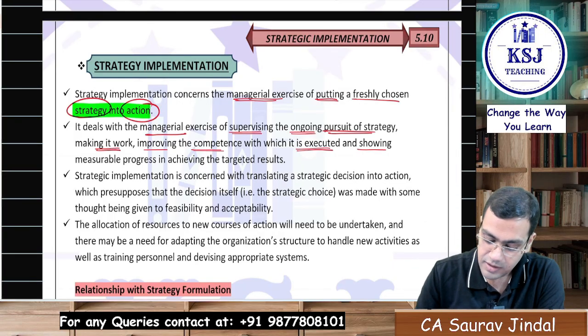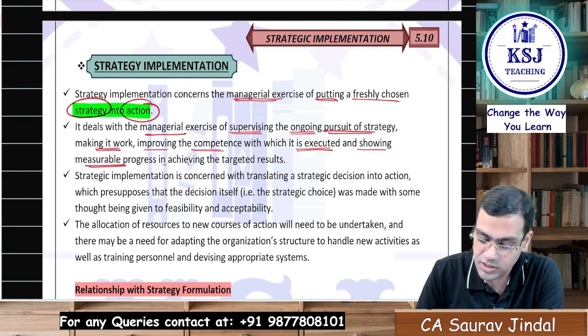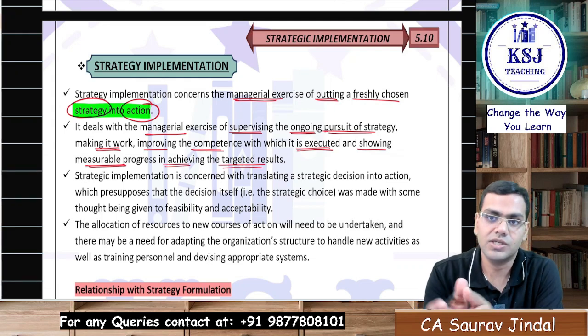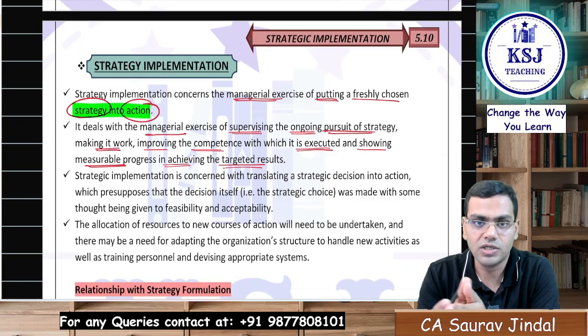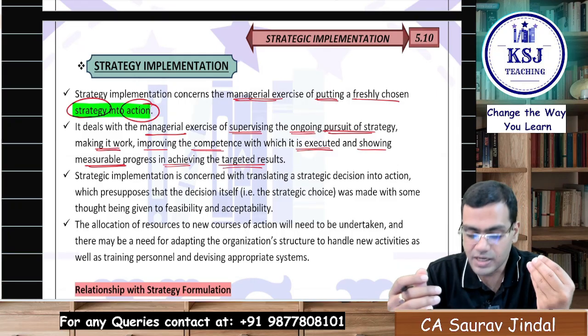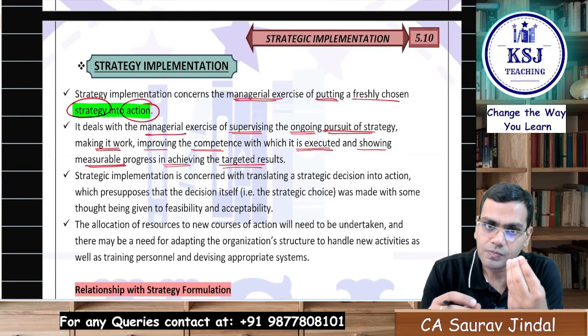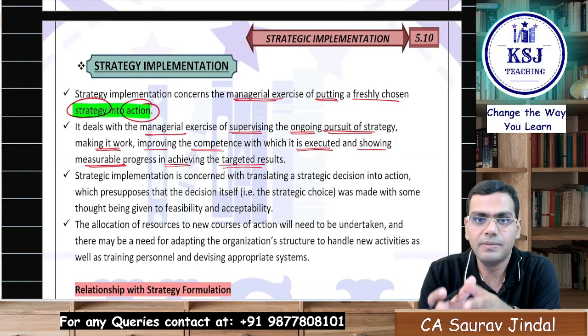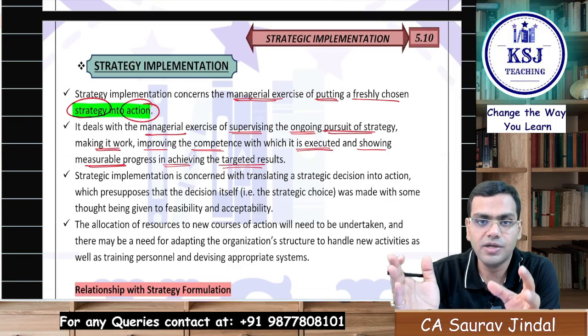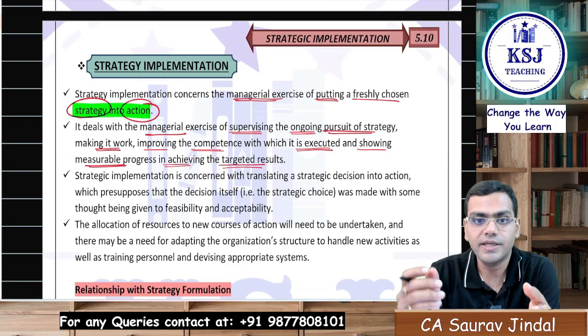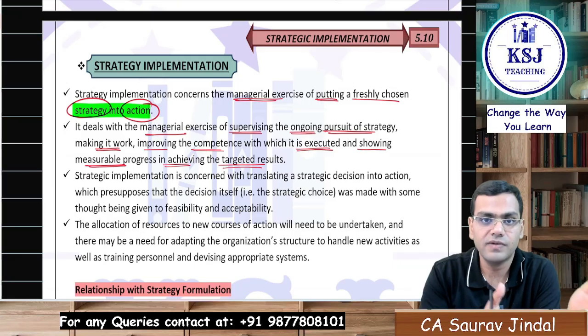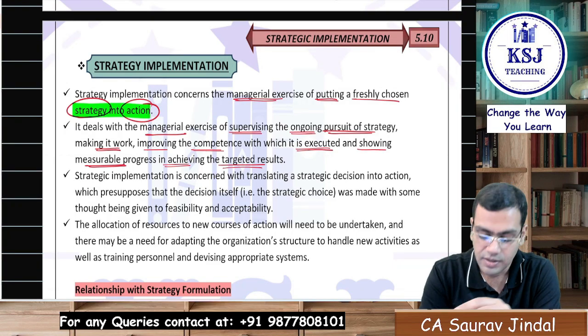And showing measurable progress in achieving the targeted results, that whether we are in the right direction. You need to focus on the measurable progress. Measurable progress means that if you have prepared and implemented a strategy regarding selling 10,000 units, then you should be able to measure whether you are on the right path of selling the 10,000 units or not.